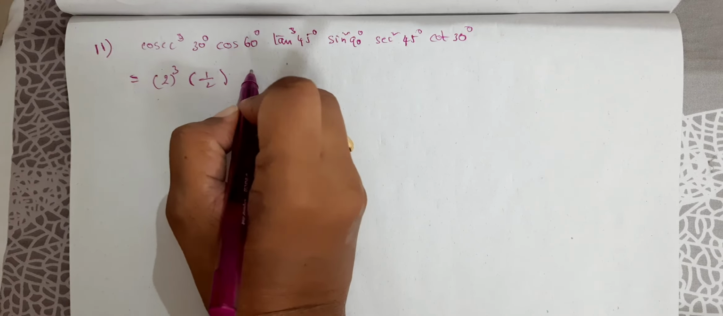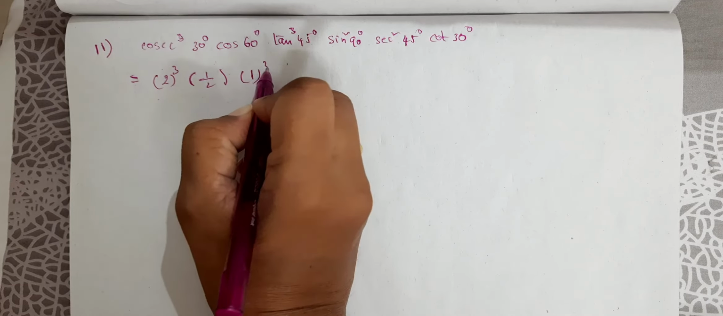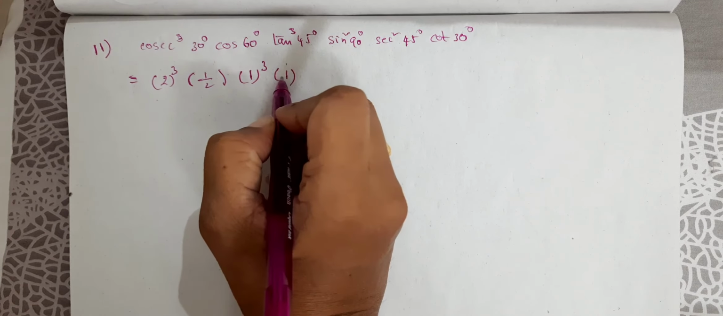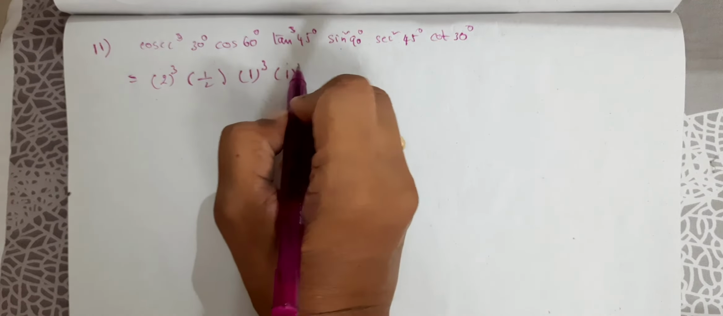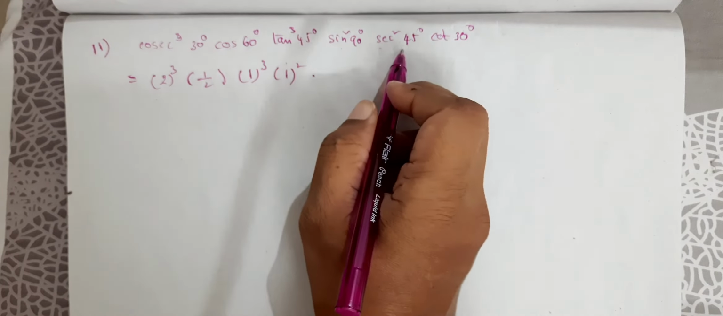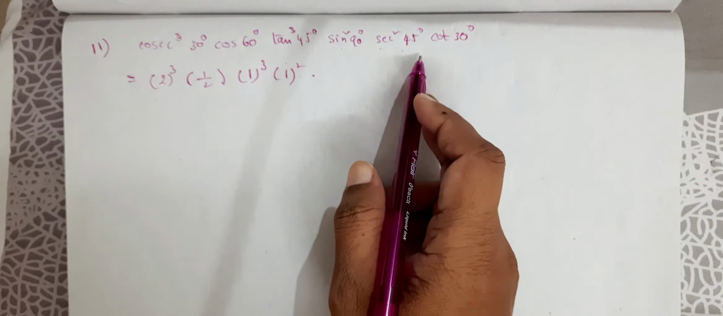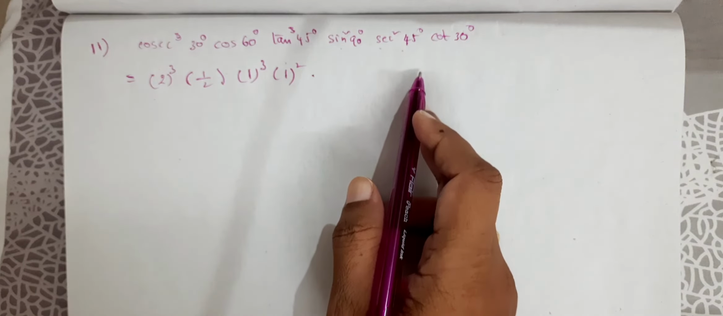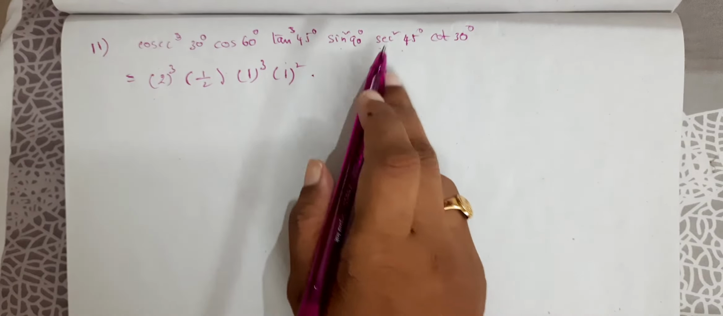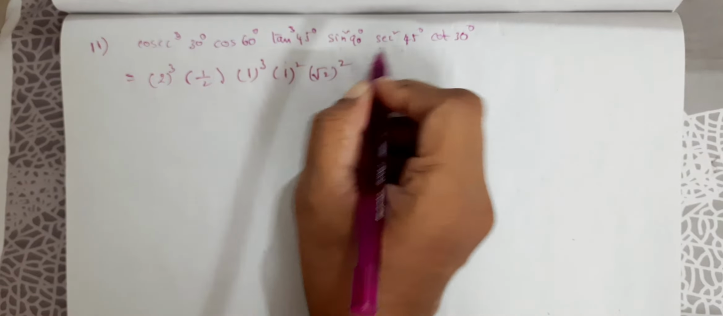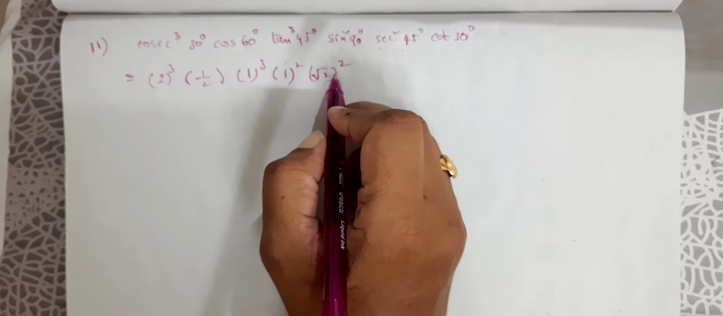Tan 45 is 1, so 1 cube. Sine 90 is 1, therefore 1 square. Now secant square 45. Secant is 1 by cos. What is cos 45 value? 1 by root 2. Now it is root 2. The reciprocal of 1 by root 2 is root 2 whole square, because secant square 45.